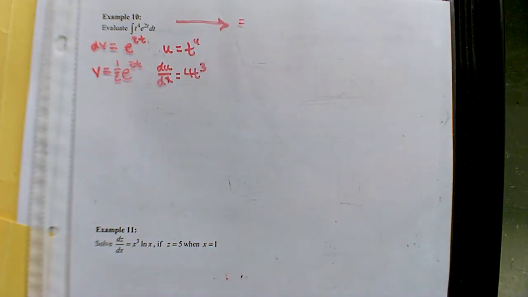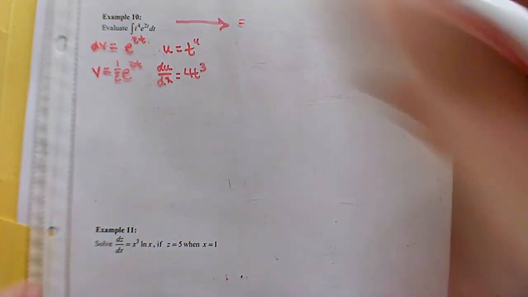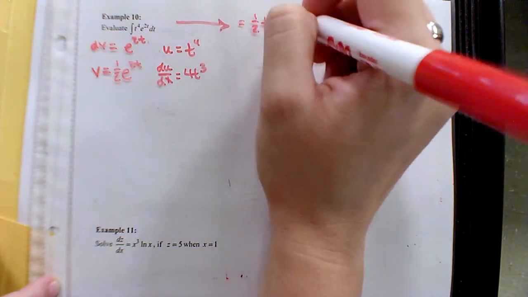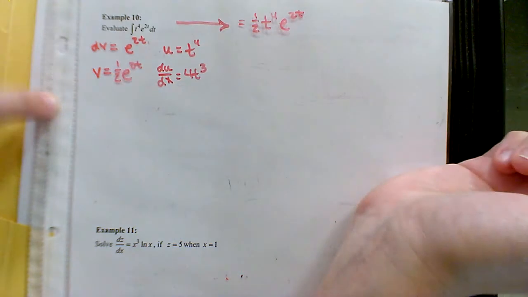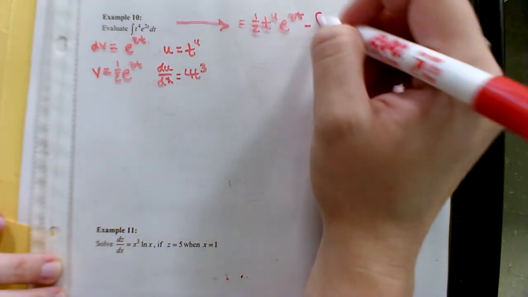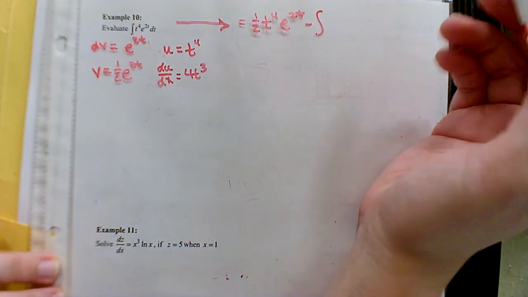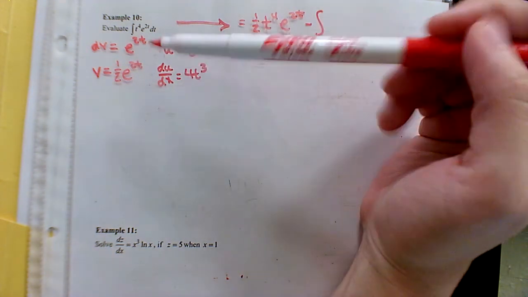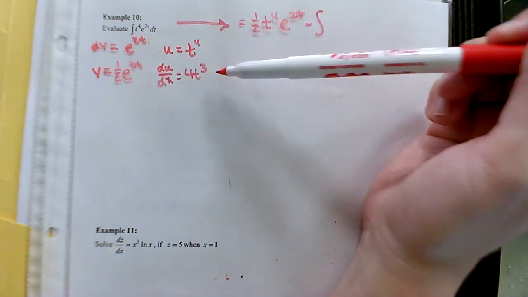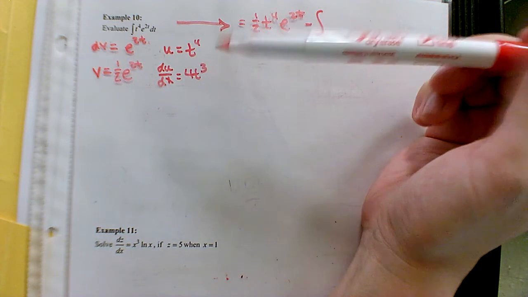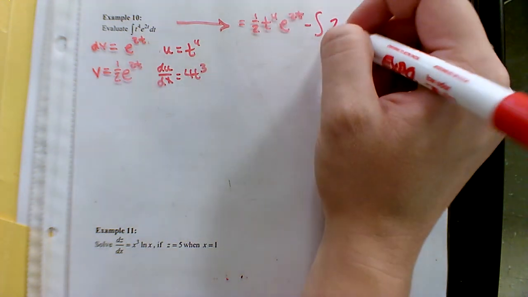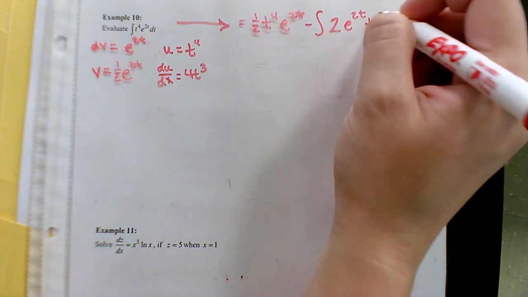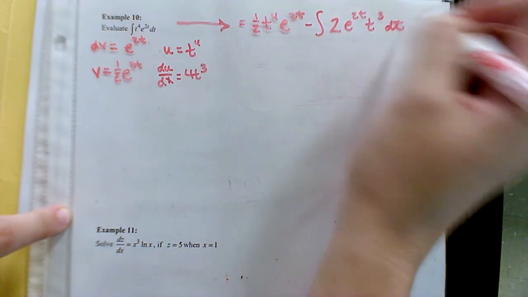All right, so by parts. U times V. Order doesn't matter. And then we gotta subtract the integral of V du. If we were to multiply the 1/2 e to the 2t times the 4t cubed, 1/2 times 4 would be 2. We'd have e to the 2t and then a t cubed dt.